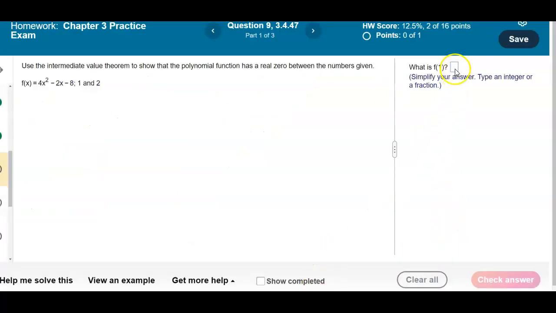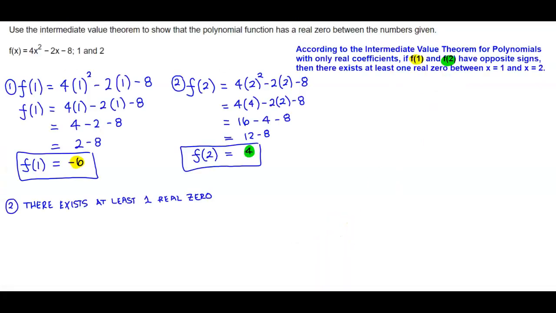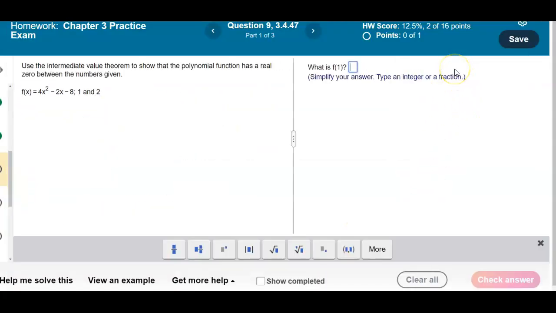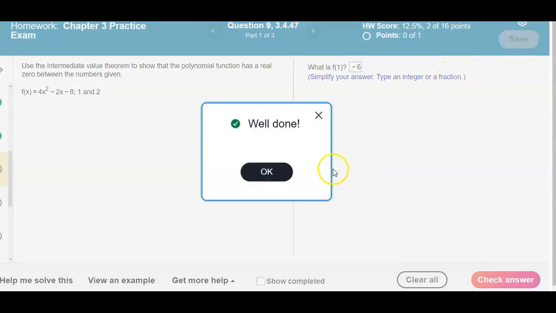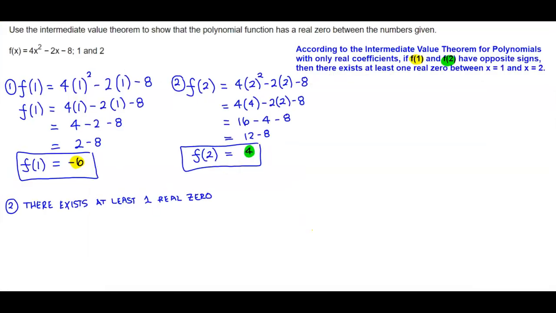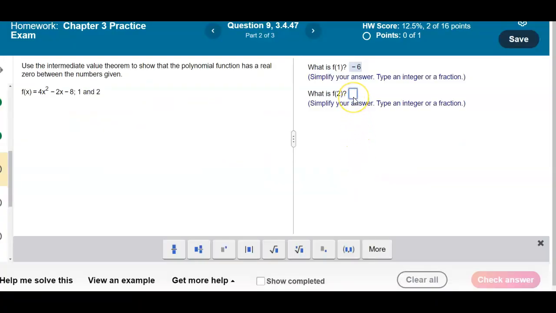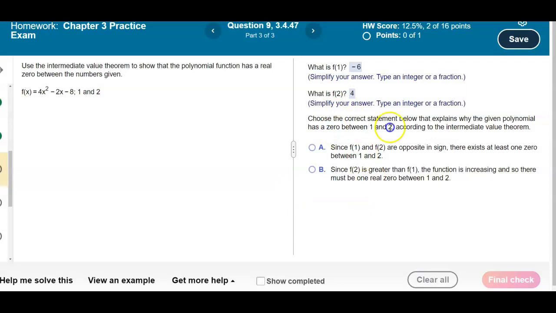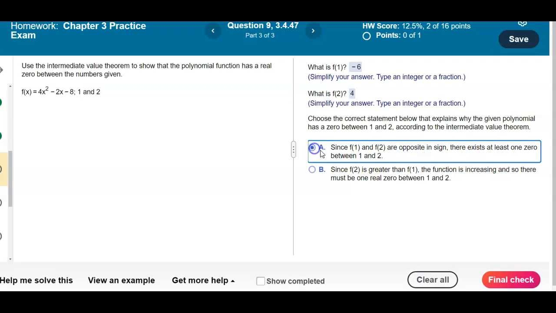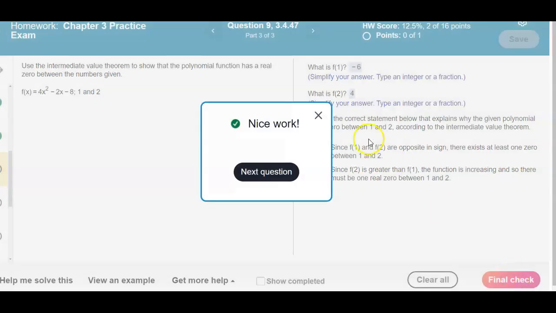Here we said that f of 1 was equal to negative 6, and then we found f of 2 to be positive 4. Then it says choose the correct statement. So we would say since f of 1 and f of 2 are opposite in sign, there exists at least one real zero between 1 and 2. Let's check A. And there's our answer.